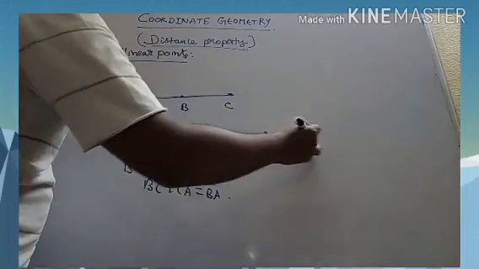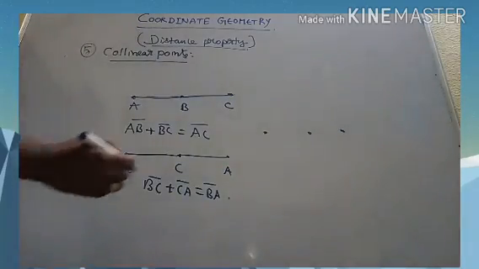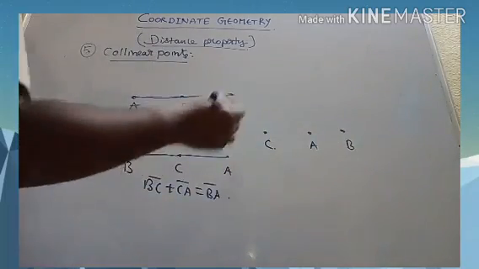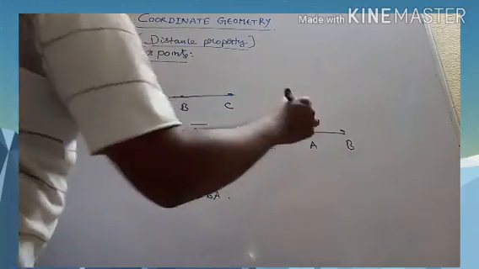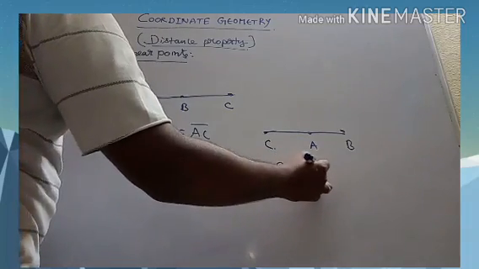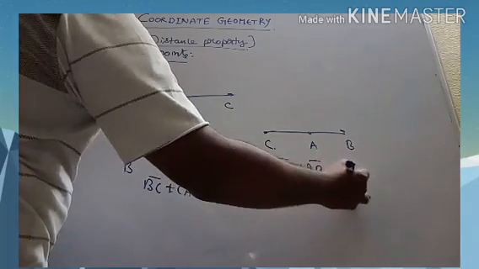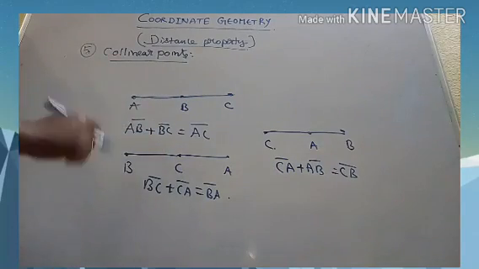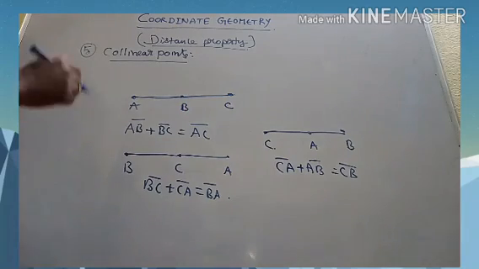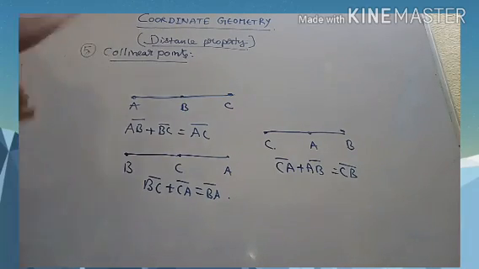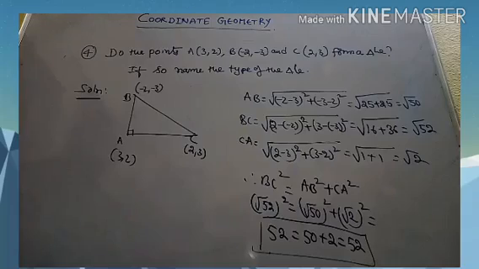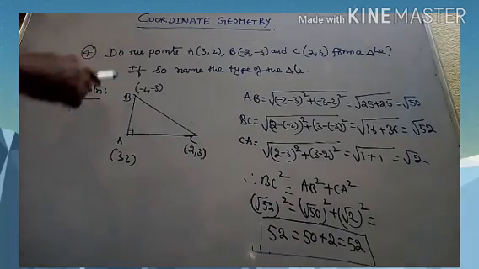Suppose the other possibility: you have C here, A here and B here. If you want to prove these three points are collinear, meaning they lie on the same straight line, then in this case CA plus AB should equal CB. Once they satisfy this type of property, you can say the given points are collinear. We are proving collinearity using only the distance formula. You know how to find the distance between two points. Now, based on that, we have a wonderful problem.